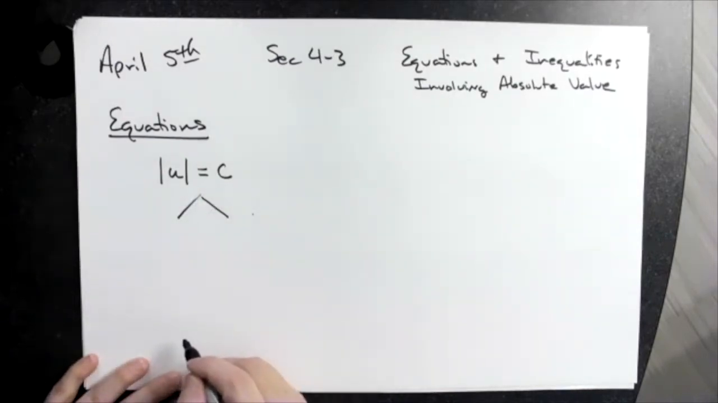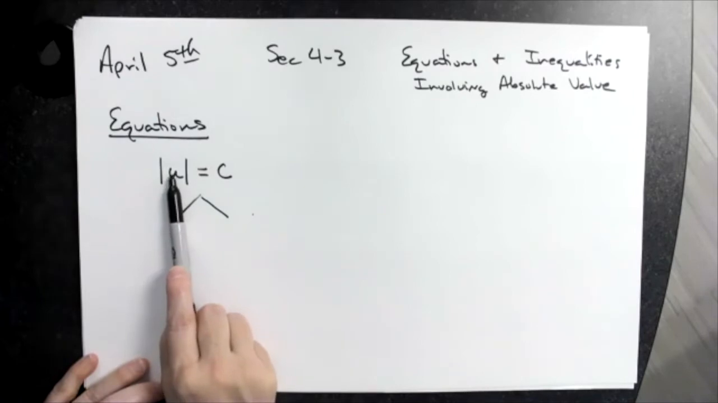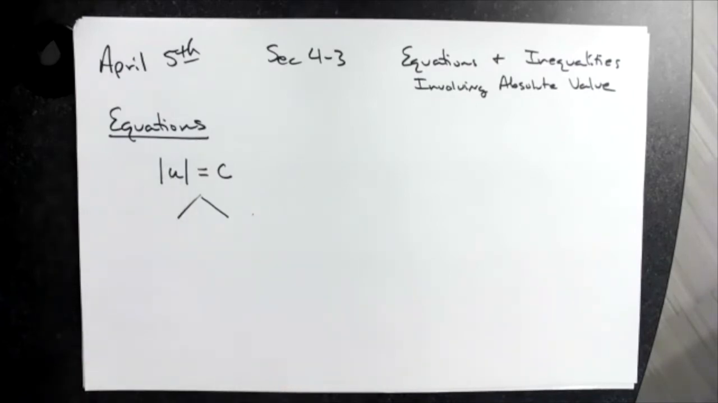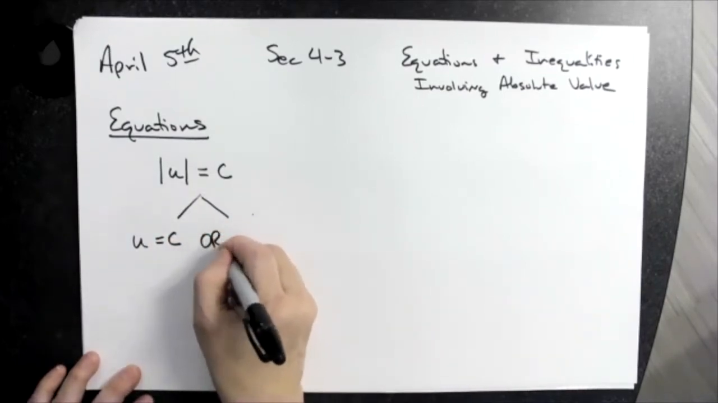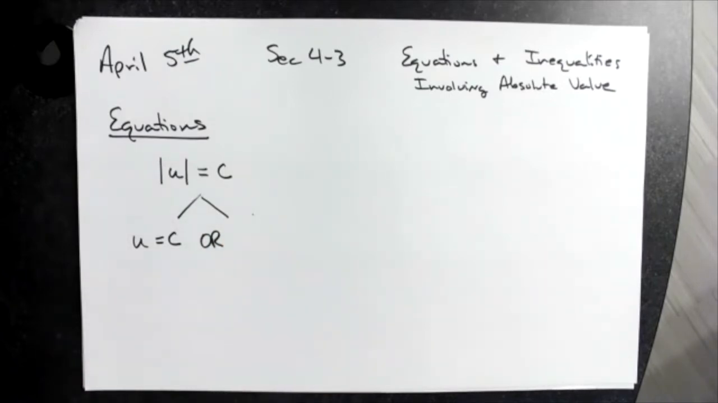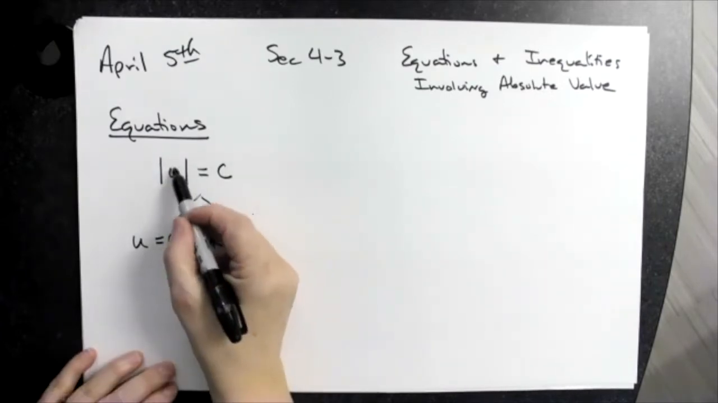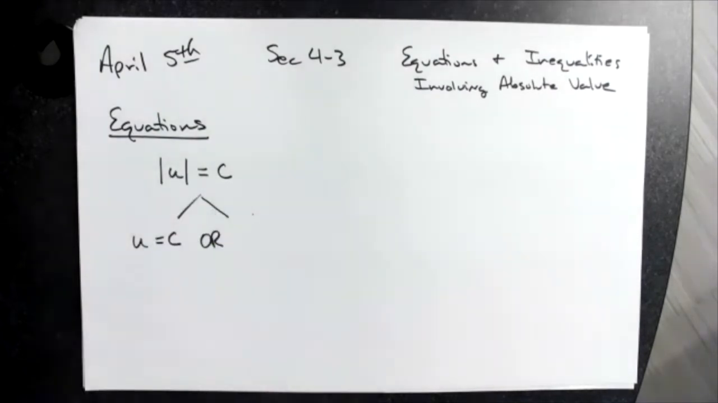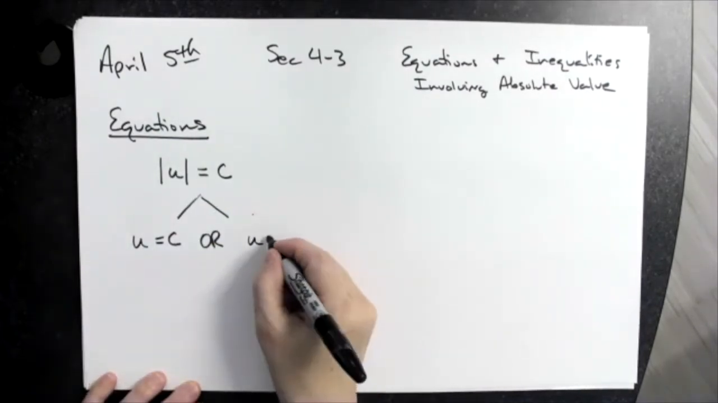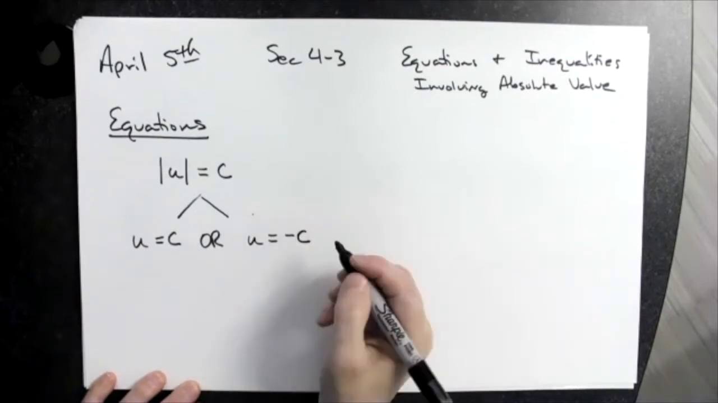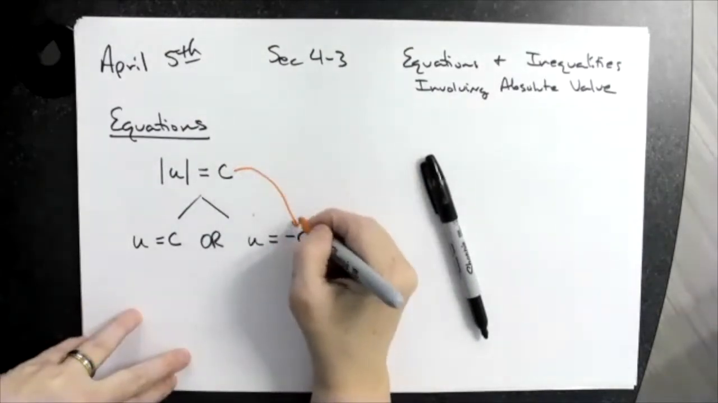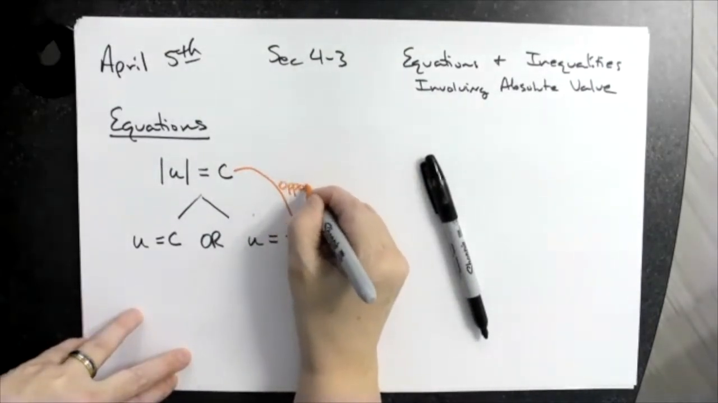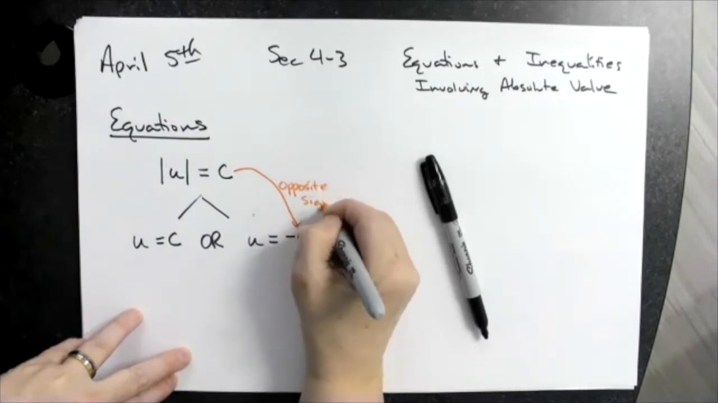So algebraically, what we're going to do is take whatever is in the absolute value bars, drop the absolute value bars, but keep what's on the inside, and then set it equal to c. And then it will be an "or" always on these equations. Then I'm going to take what's inside the absolute value bars, drop the bars, so it'll be just a u, and then set it equal to negative c, okay? So that part right there is going to be the opposite sign. Easy way to remember that.